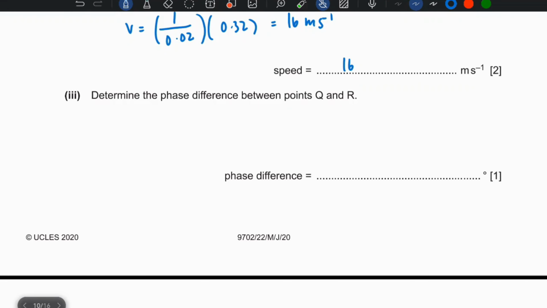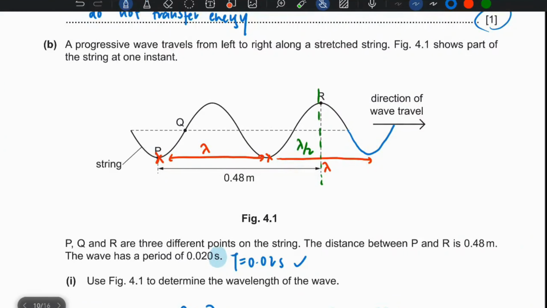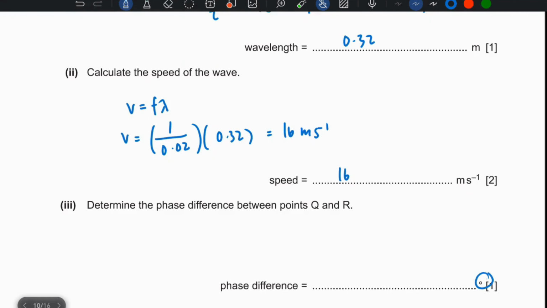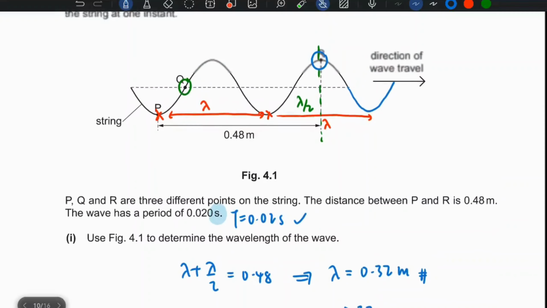And Roman 3, determine the phase difference between points Q and R. Where is Q? Q is here and R is here. So phase difference is basically the distance between Q and R divided by wavelength times 360 degrees, because the answer they want is in degrees. If they didn't give units, then you can either times 2 pi in radians or 360 degrees. But since they give units, we have to times by 360 degrees.